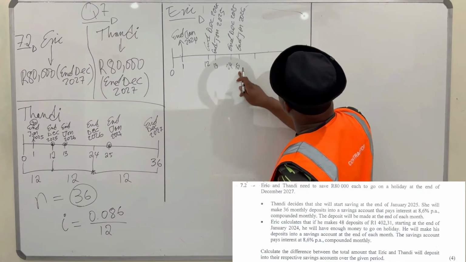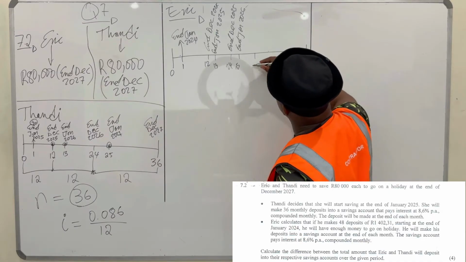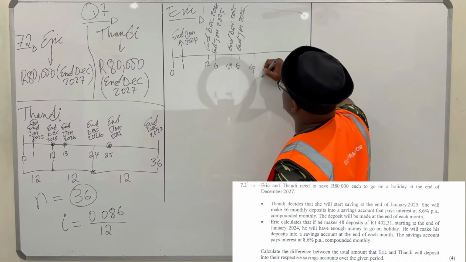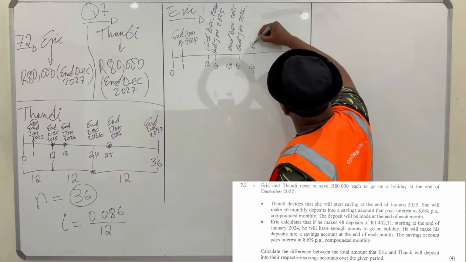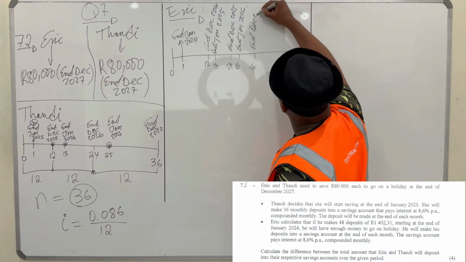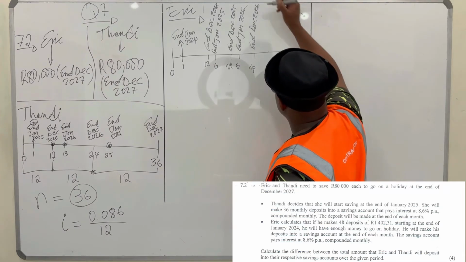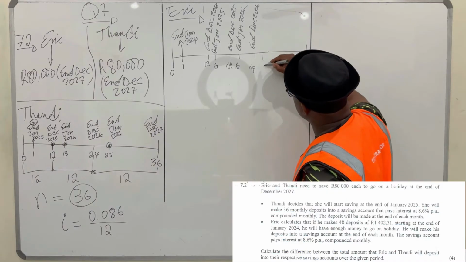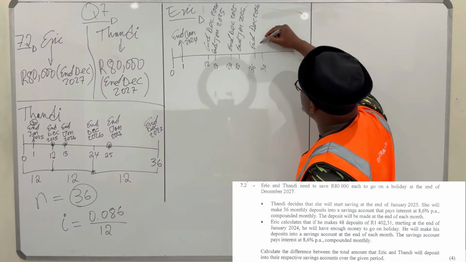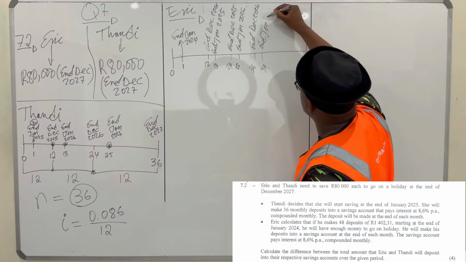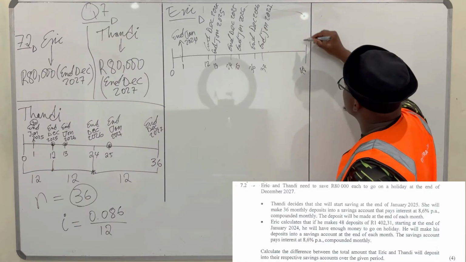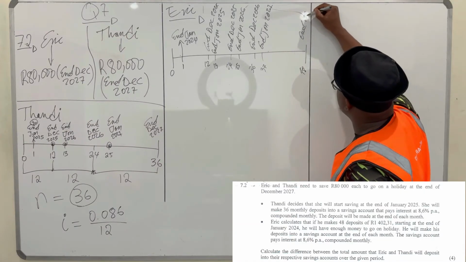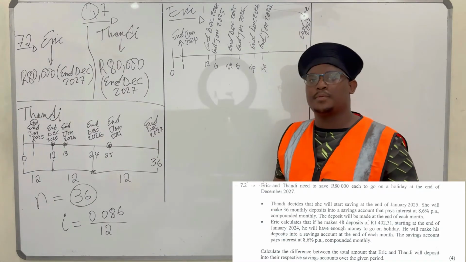Now, at the end of this year, this is the end of the third year, so he'll be making his 36th deposit, right? At the end of December 2026. And then his 37th payment or deposit will be made at the end of January, this is a new year, 2027. And then his 48th deposit will be made at the end of December 2027, during the time of the trip.